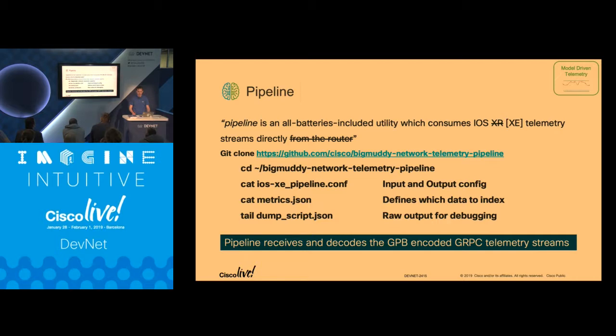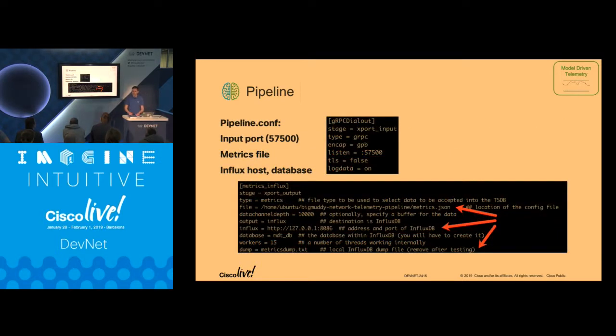So let's take a look at the actual configuration of my pipeline here. Specifically, what I want to show here is the type of data that we're receiving, which is gRPC, and the encapsulation, which is Google Protobuf. And again, I'm listening on this port 57500.